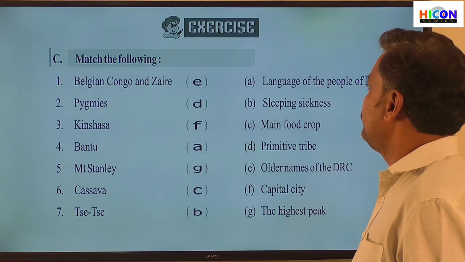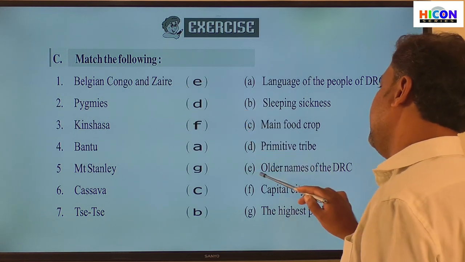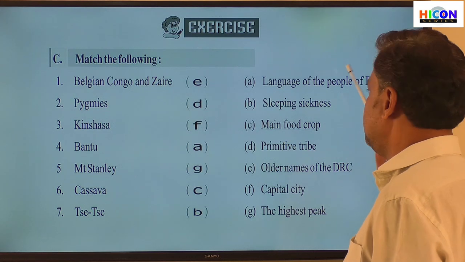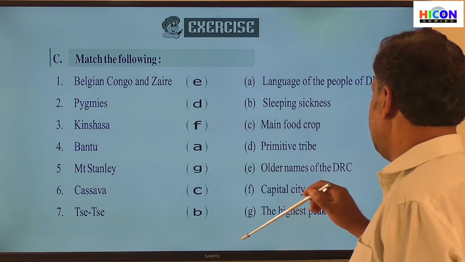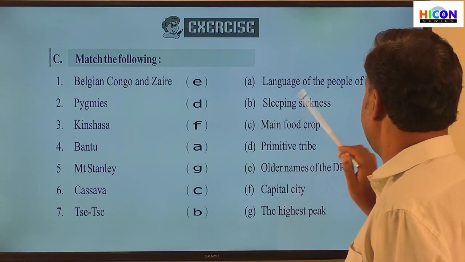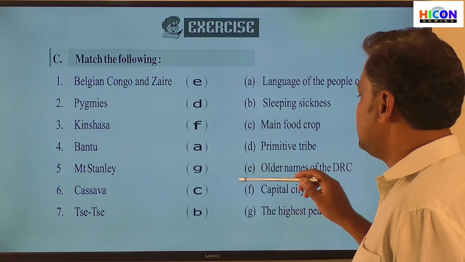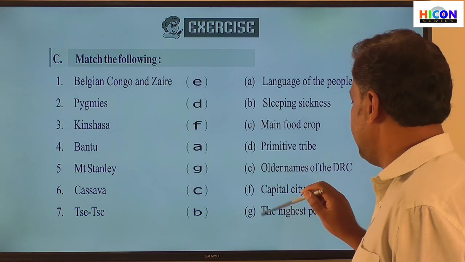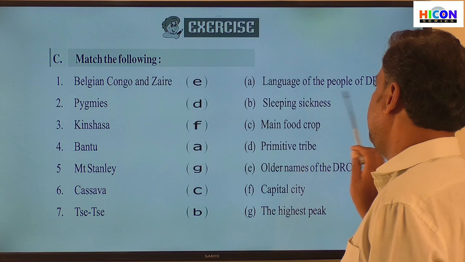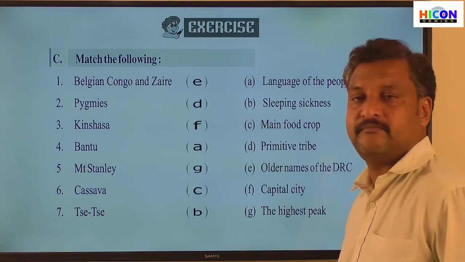Yes. Belgian Congo and Zaire are A, the older names. Pygmy is D, the primitive tribe. Kinshasa, the capital city, F. Bantu, A, language used by the people of DRC. Mount Stanley, G, the highest peak. Cassava, C, the main food. Zeze, B, sleeping sickness. Right?